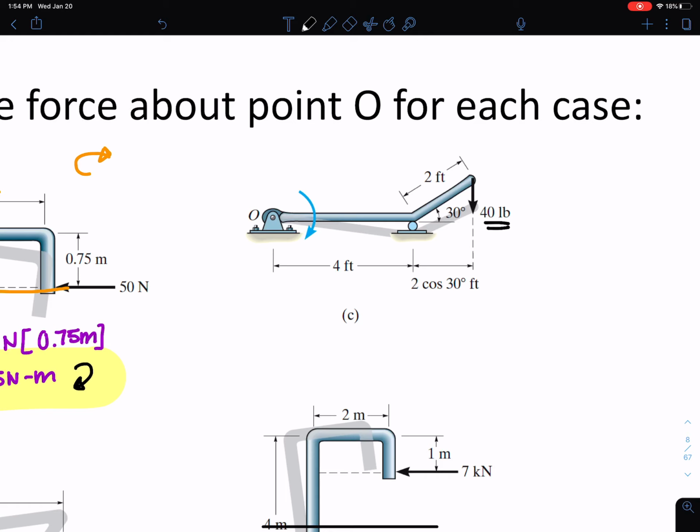So I'm going to draw the line of action of the force, and I basically need to figure out how far that is from point O, right? This is my perpendicular distance to point O. This is the perpendicular of the line of action. So I know that it's going to be 4 feet from here to here. So I basically just need to get this horizontal distance here. Actually, they've already told me it's 2 cosine 30. Let me erase that so I have more room.